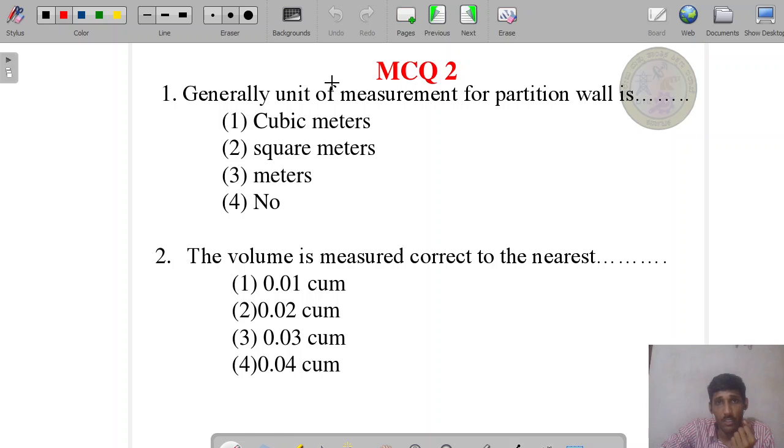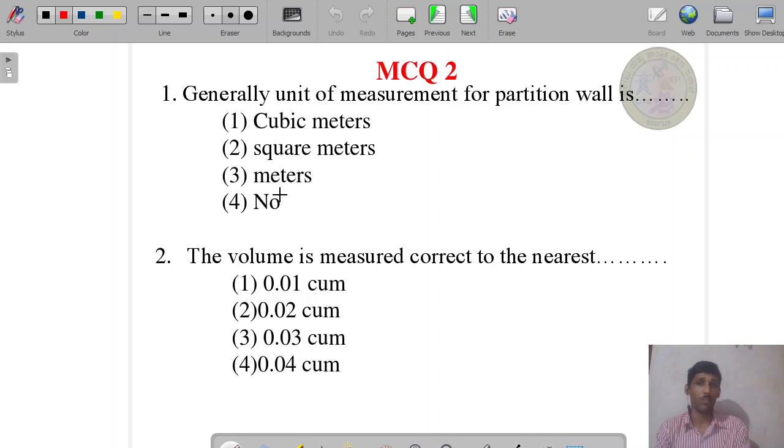Now directly move on to multiple choice questions. I will give you 10 seconds for each. In 10 seconds you have to answer it. I hope you understood all these units I covered in the session. These questions are from that particular session itself, so try to answer all the questions.